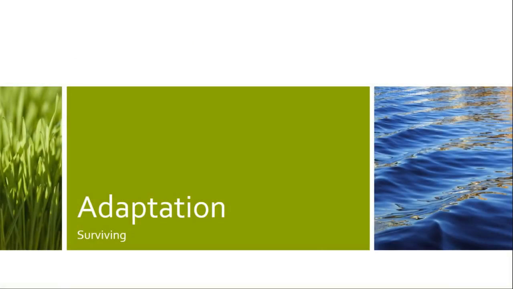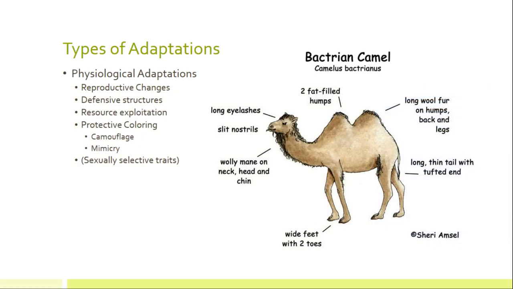So adaptation, we talked a little bit about adaptations, but I want to just review what are some adaptations that you might see. Physiological adaptations are going to include things like reproductive changes, defensive structures, like horns and things like that. And I'll show you some more defensive structures when we start talking about predator-prey strategies. Resource exploitation, that's how you get your food. Think hummingbirds have really long beaks. Protective coloring like camouflage or mimicry, which I'll talk about later on too. And then also sexually selective traits.